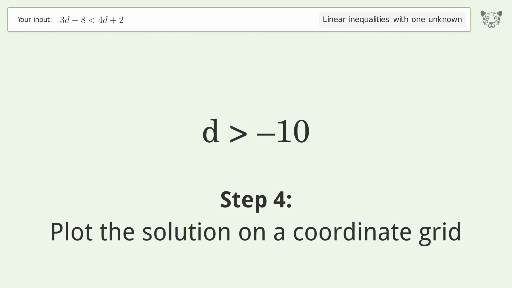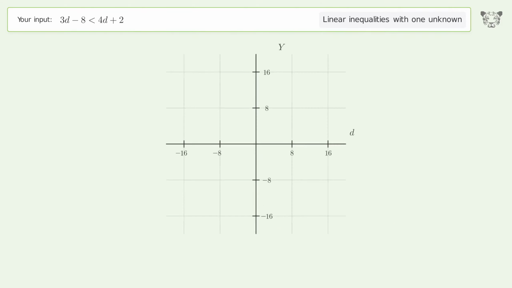Plot the solution on a coordinate grid. And so the final result is d greater than -10.